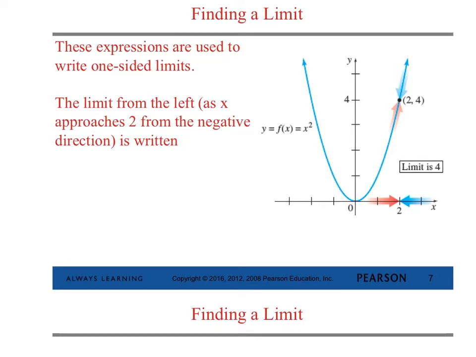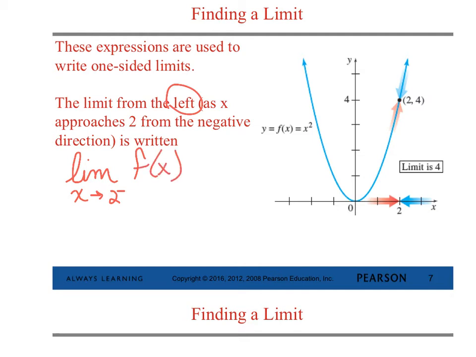The reason I'm making a big deal about that is because those are what we call one-sided limits. The limit from the left, which is as x approaches 2 from the negative direction, is written this way. The word LIM stands for limit, and underneath it we write x approaches 2 from the left, and then we write the name of the function.